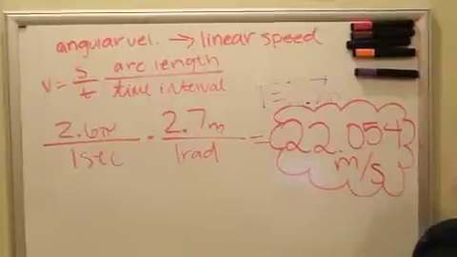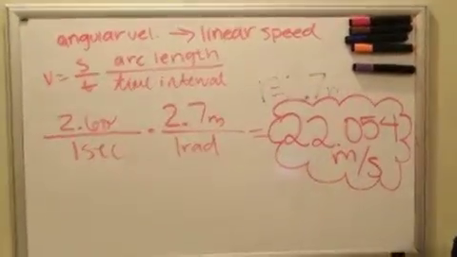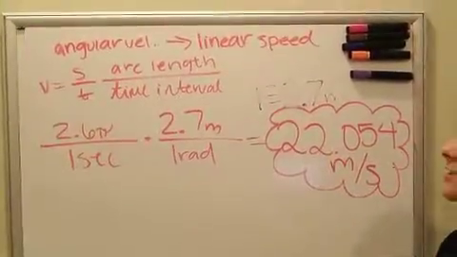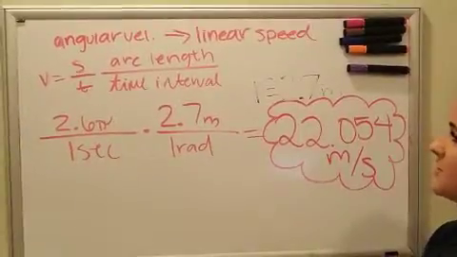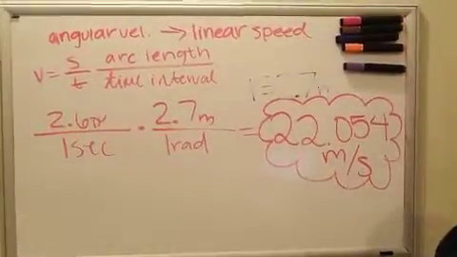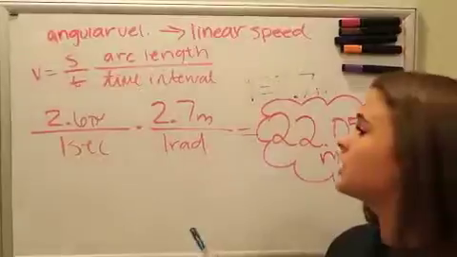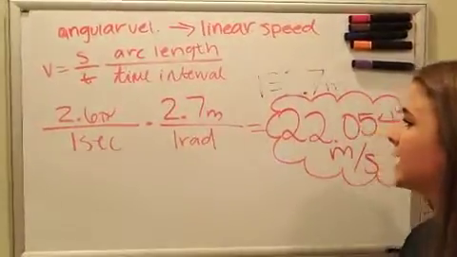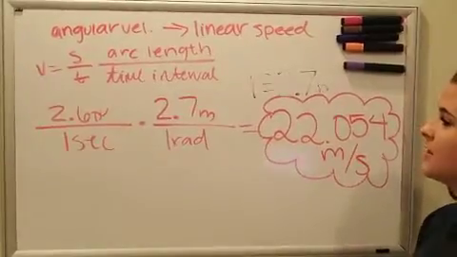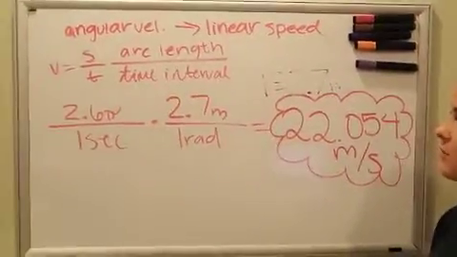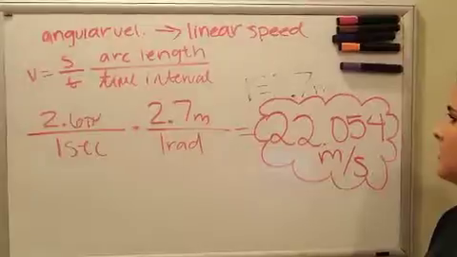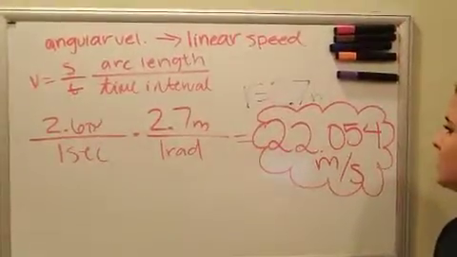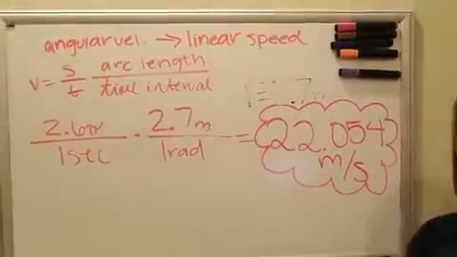So now we're going to convert angular velocity into linear speed, and the equation for that is v equals s over t, which is arc length over time interval. And we're going to take 2.6 pi from the previous problem and put it over 1 second, because we're going in seconds, and then times 2.7 meters over 1 radian. So it would now be 22.054 meters per second.